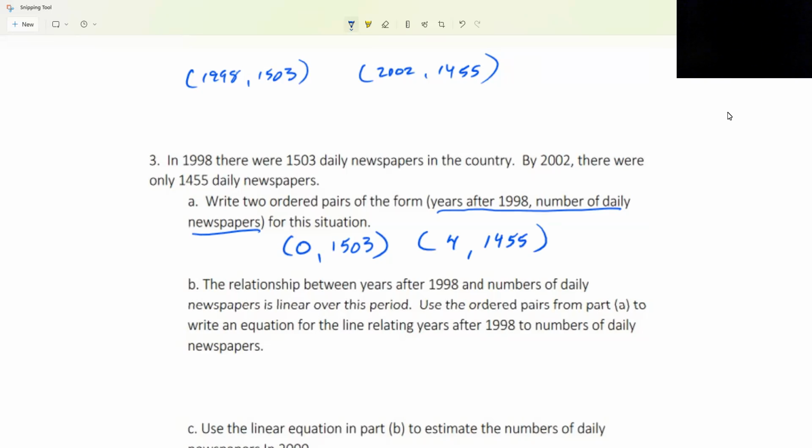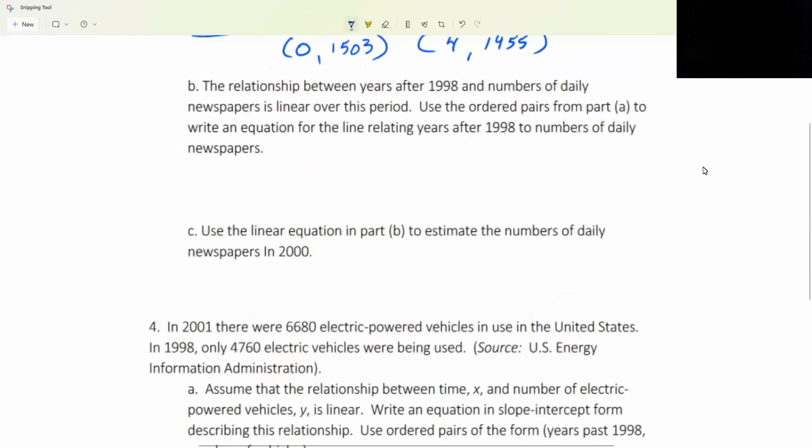Now what they want you to do is find the relationship between years after 1998 and the number of daily newspapers, which is linear over this period. Use the ordered pairs from part A to write an equation for the line relating years after 1998 to the number of daily papers. So basically they want us to write an equation in slope intercept form.